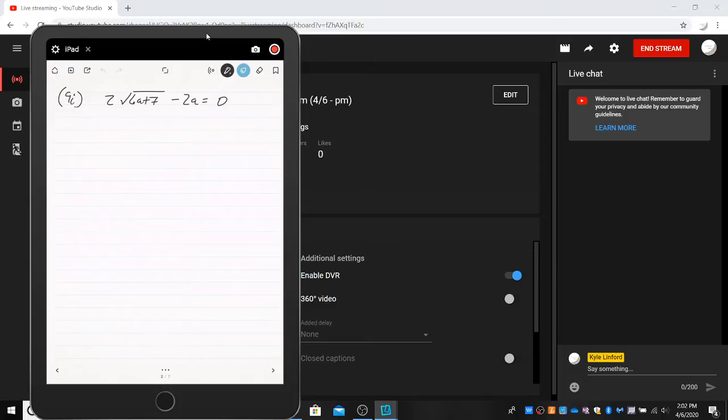Now let's try this problem. A little more complicated, but not too bad. Again, we've got to get at the a. Notice that there are multiple a's in this problem. So how do we access them? How do we combine them together?